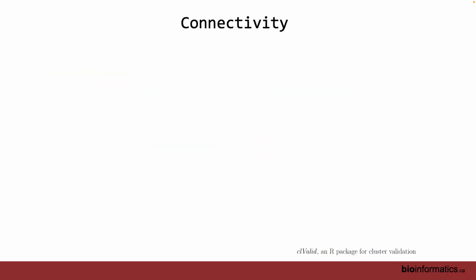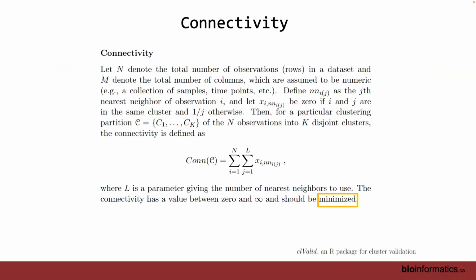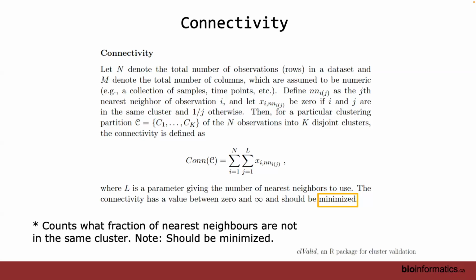And then you have a third metric called connectivity, and it's just a different way of looking at similarity. This one's different: the lower the number, the better. It counts what fraction of your nearest neighbors are not in your same cluster. Why do we do this? It's because different metrics have their own limitations. This isn't true in informatics in general, right?